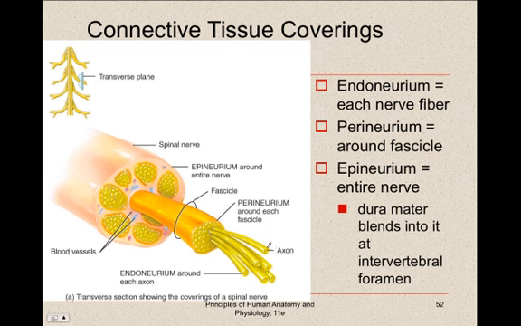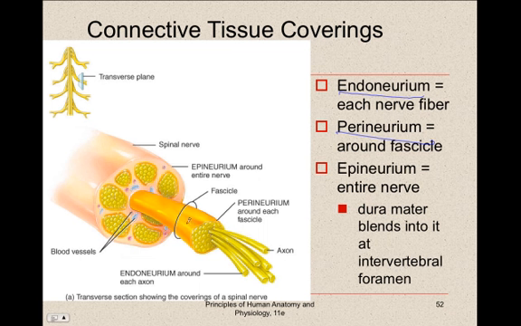So each individual axon is going to be surrounded by some connective tissue called the endoneurium, right? The endoneurium is going to surround each of these individual axons. Then these axons will be grouped together in fascicles, just like muscle fascicles. So here's a nerve fascicle. And the connective tissue that surrounds these nerve fascicles is, of course, called the perineurium, right?